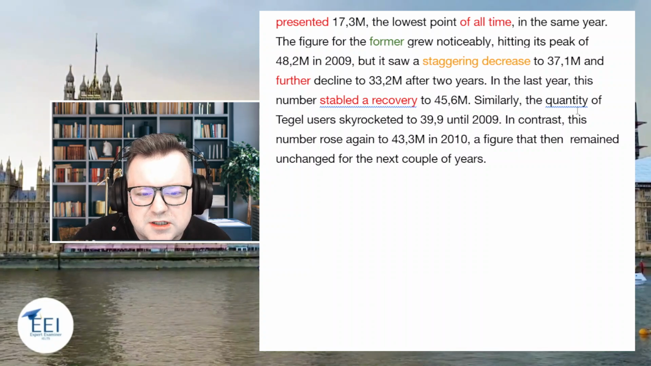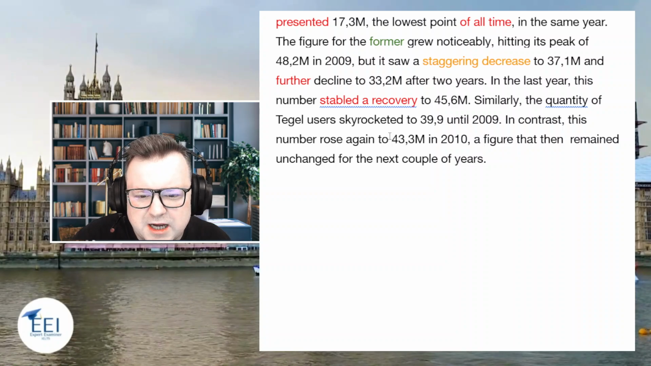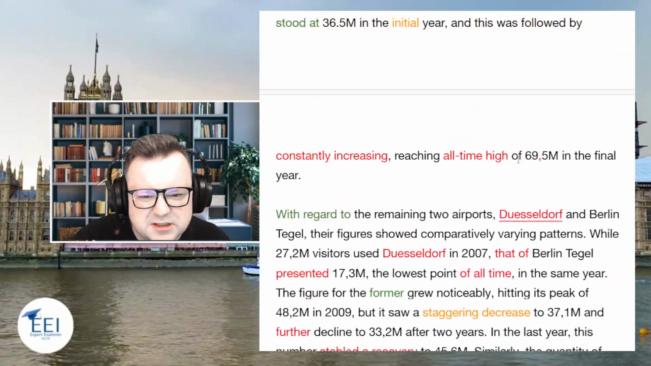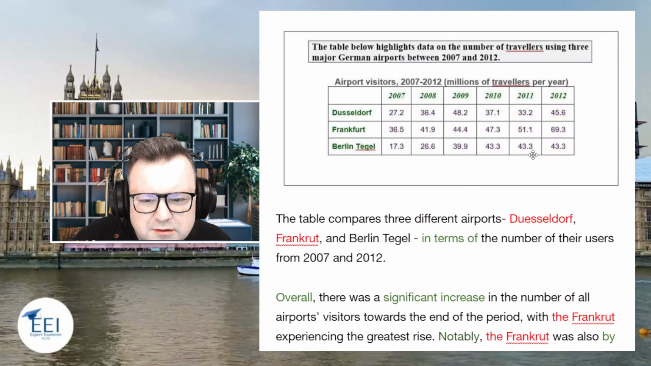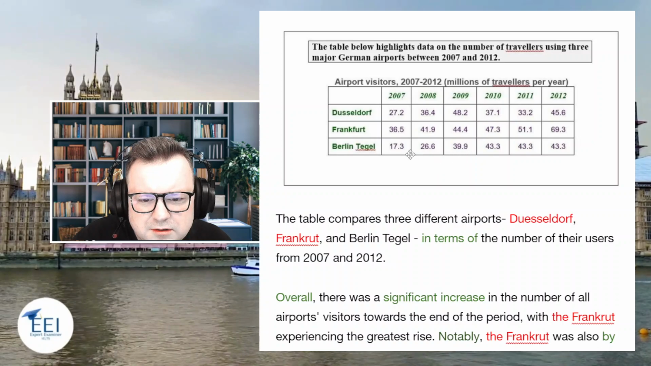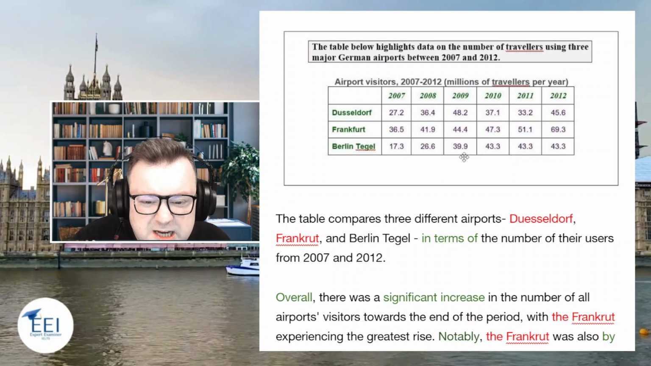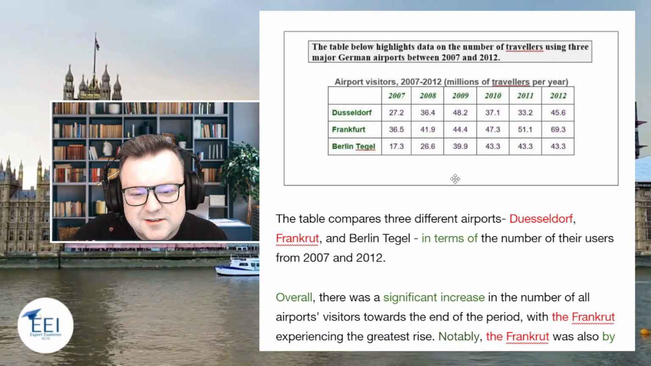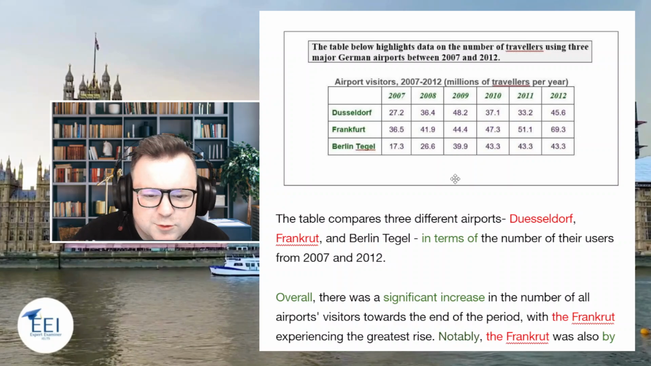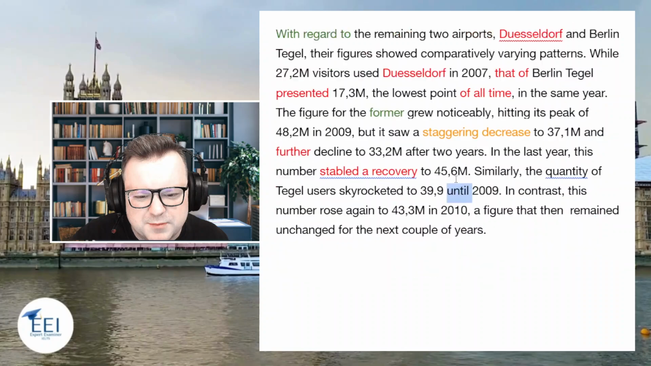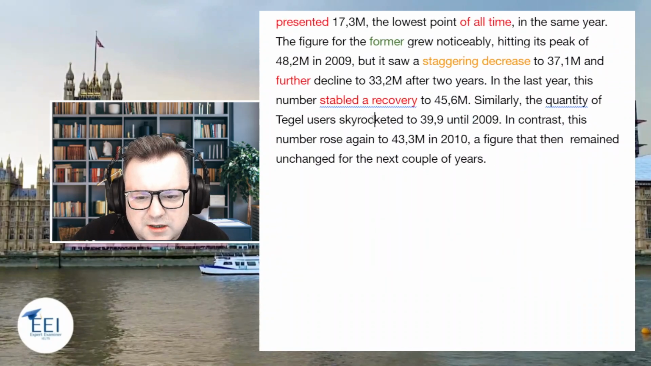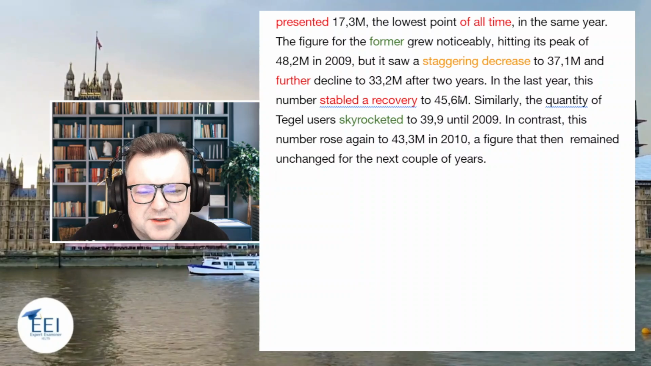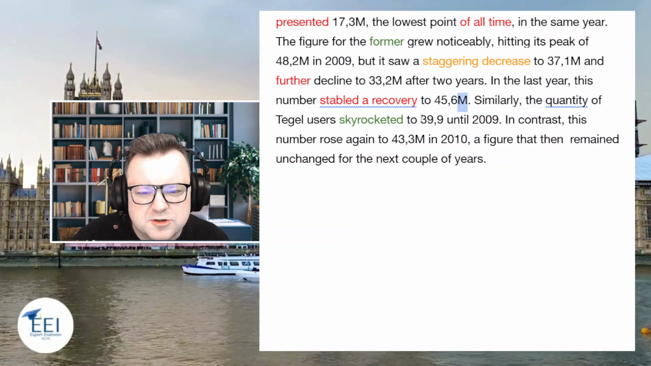Similarly, the quantity of Tegel users skyrocketed to 39.9 in, not until. Yeah, it's 26 to 39. That's kind of skyrocketing. Kind of. 26 to 40. It's certainly a meaningful increase. Yeah, I like skyrocketed as a bit of language. To 39. And notice the candidate sometimes puts the M for million, but here's just decided not to.